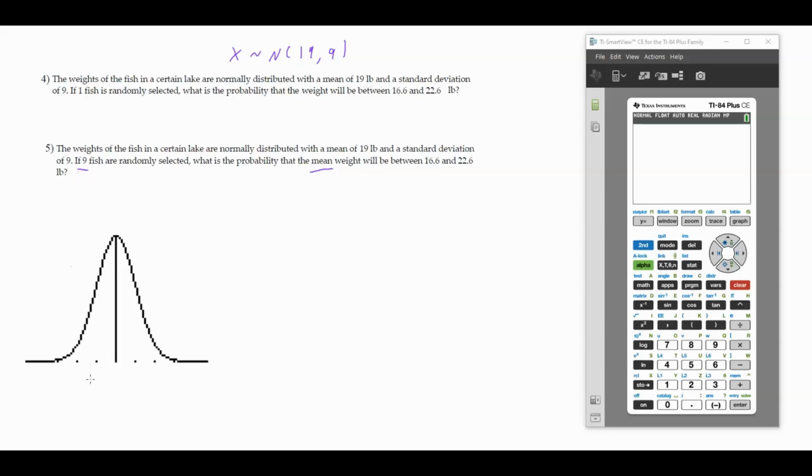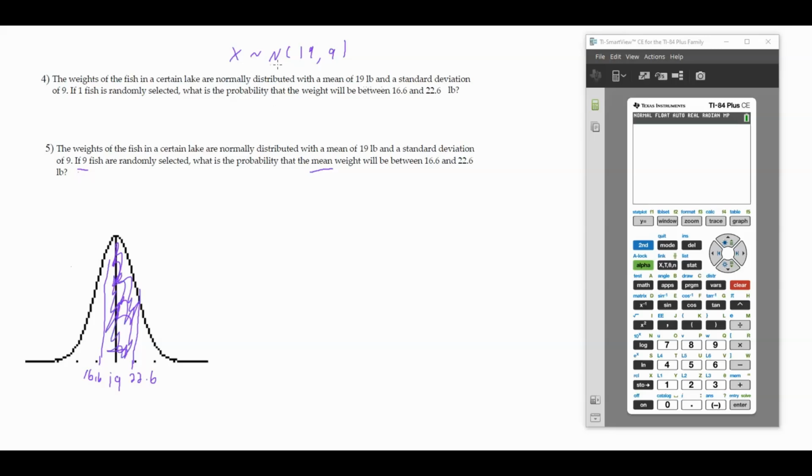So for number 4, first let's make a little sketch. It turns out the sketch is going to look the same, really, because we're not actually putting the exact bell curve. This is just a standard bell curve, but just so we can get an idea of what we're doing. And somewhere down here is 16.6, and somewhere up here is 22.6, give or take. And so we want the area between these two values.